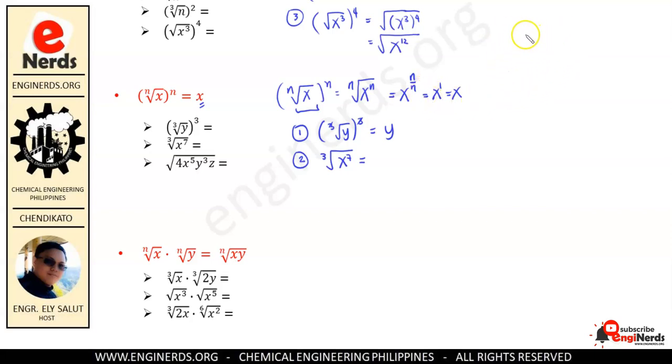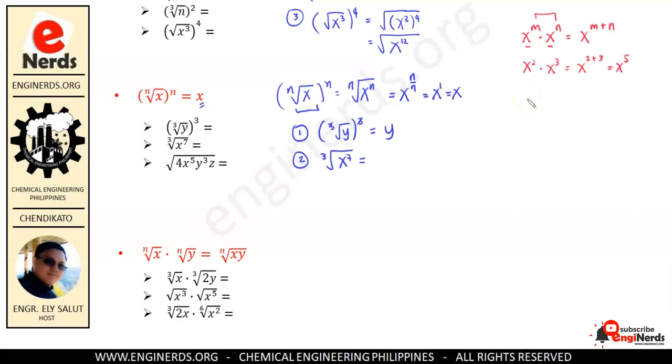So we know that x to the m times x to the n is equal to x to the m plus n, di ba? Ina-add lang natin yung exponent natin kapag meron tayong minumultiply na exponent na may parehong base. Therefore, kapag meron tayong x squared times x cubed, this will be equal to x to the 2 plus 3, which is equal to x to the 5th.